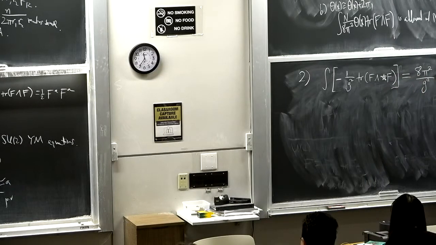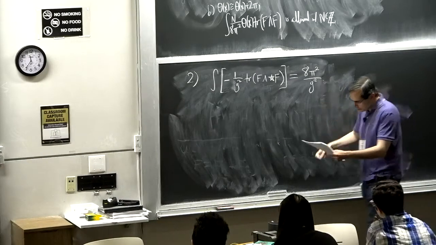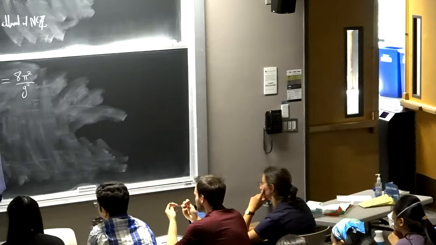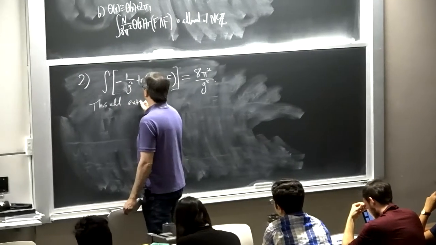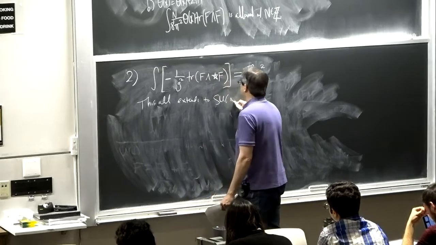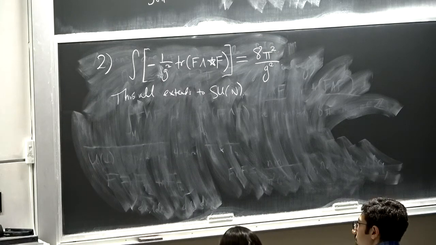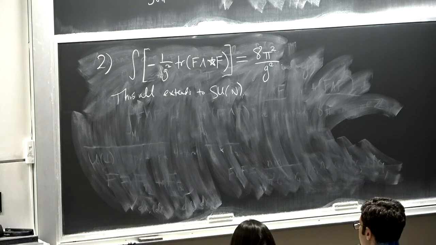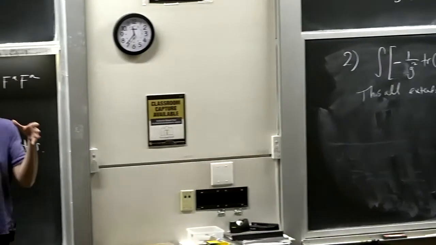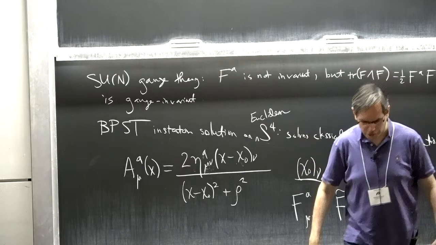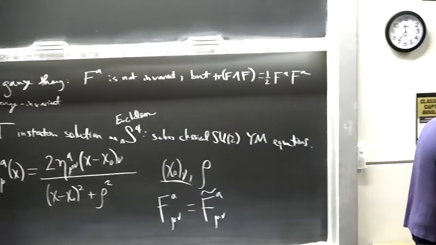OK, so this is a statement about the classical action. Maybe one thing I should say is this all extends to SUN. Basically, in this definition of the epsilon symbol, A was an SU2 adjoint index. It was like 1, 2, or 3. And the reason that works is we're sort of mixing it up with spatial indices that are also 1, 2, or 3. That's kind of what the symbol does. But if I have a bigger group like SUN, I can just pick out an SU2 subgroup inside SUN and build the solution inside that subgroup. And that will be a solution for the full theory. So all of this works for any SUN.